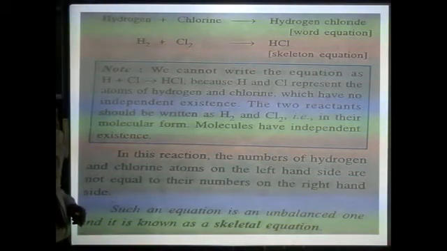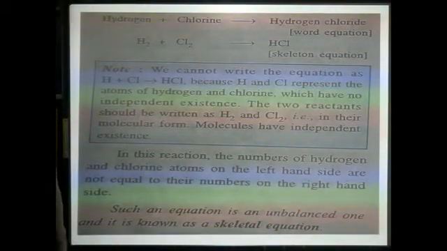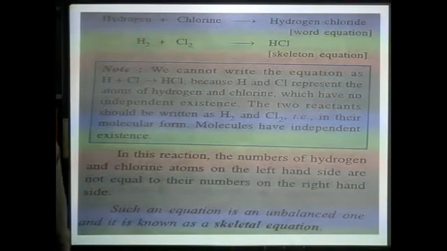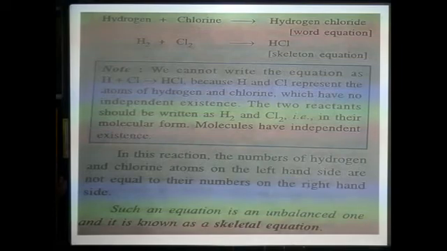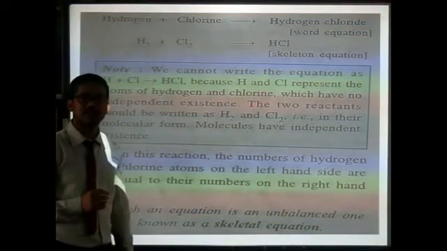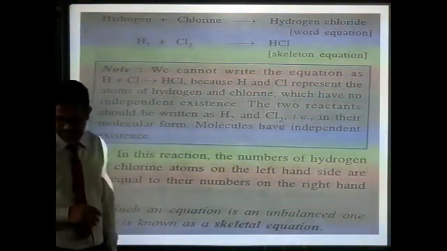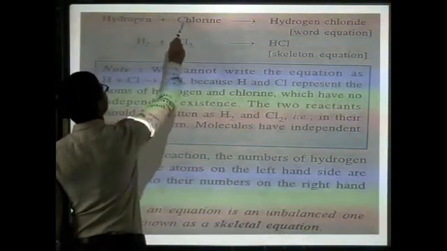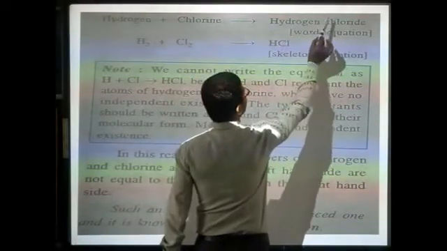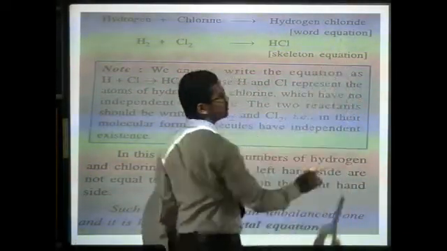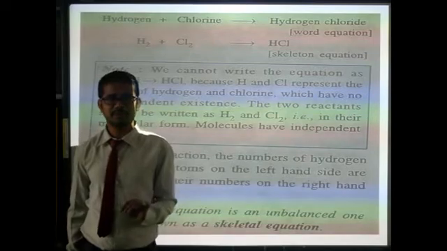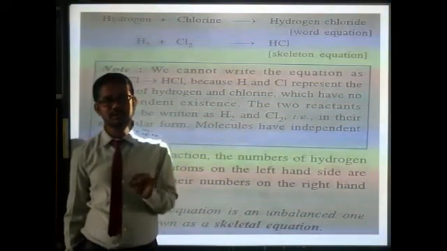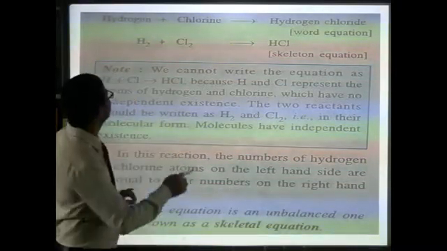Then you can see here another reaction. So what is happening here? Let's see. Hydrogen plus chlorine gives hydrogen chloride. So you can see here, hydrogen plus chlorine gives hydrogen chloride. This becomes your word equation, because I am expressing the chemical reaction in the form of words.